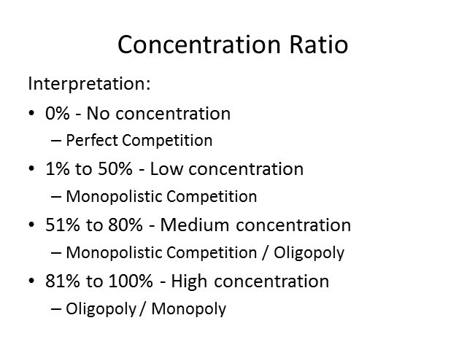If the concentration ratio is between 81% to 100%, there is a high concentration, and the market types associated with this are either oligopoly or monopoly.